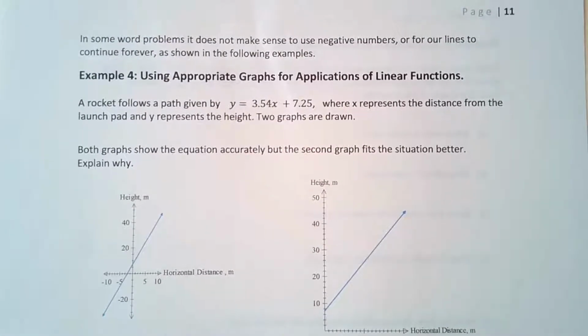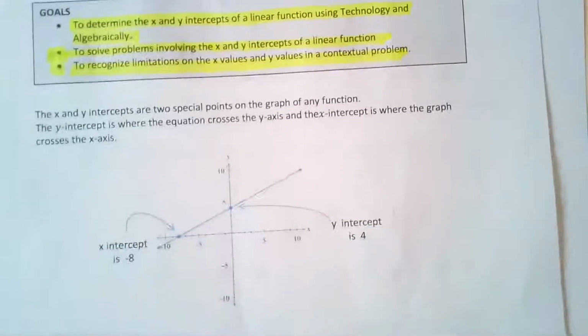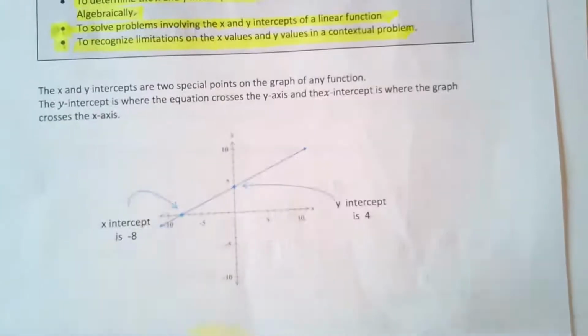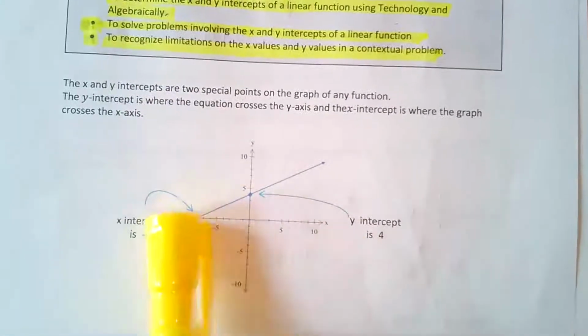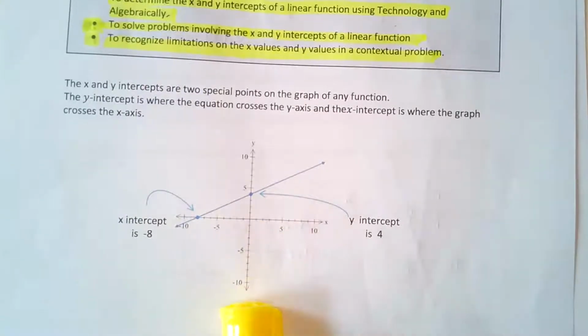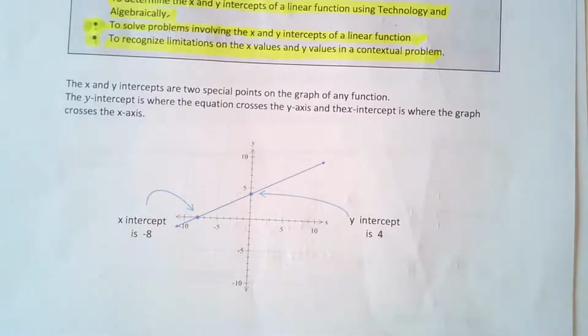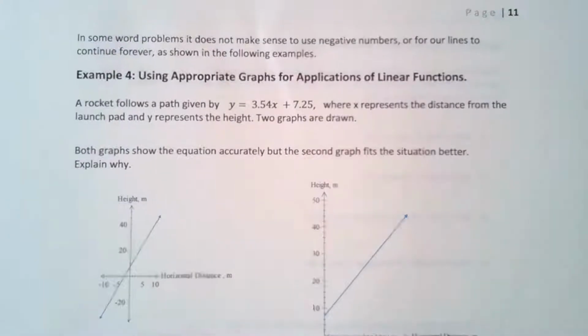Now, in some word problems, it does not make sense to use negative numbers. If we look at our x and y intercepts here, we have negative numbers, where the x-axis is negative and the y-axis is negative. Sometimes it's not necessary. Other times it is, and that's the limitation to it.